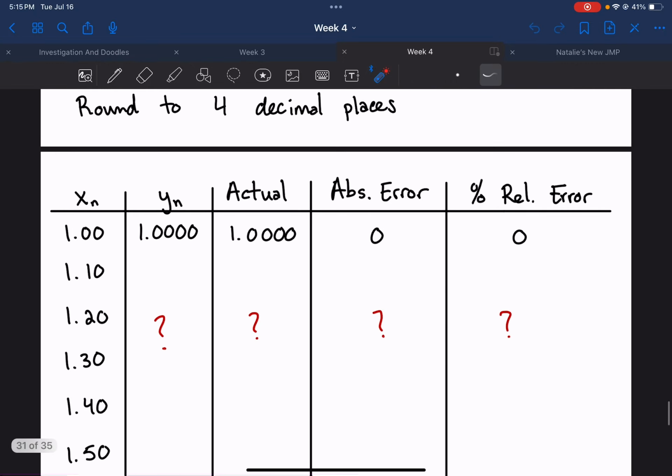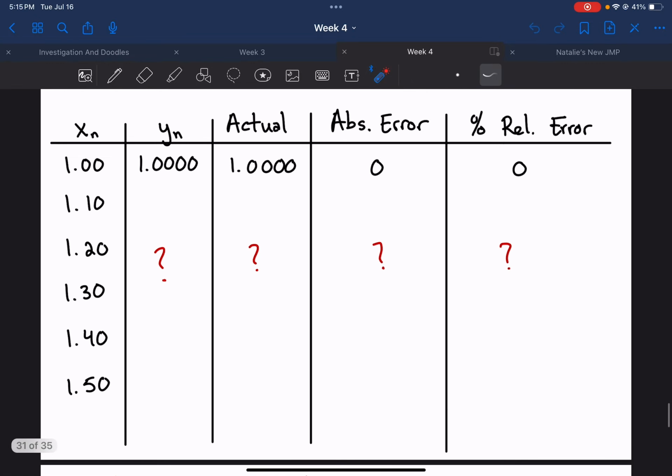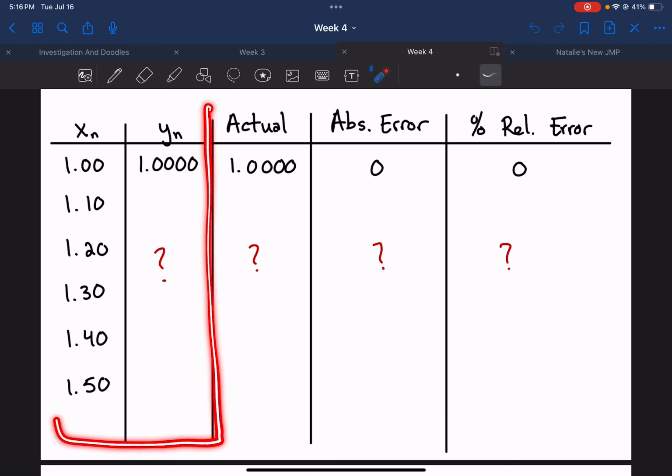Here's the table that I always set up. The first column is the x's I'm going to step to. The next column is my approximated value. This is my approximation using Euler's method. So these first two columns are Euler's method.